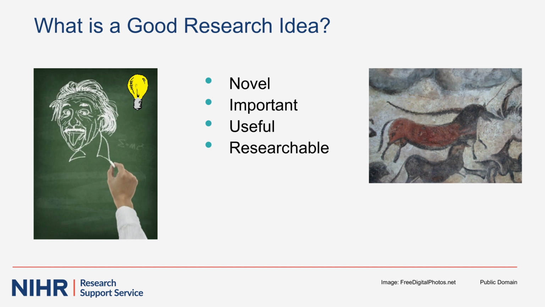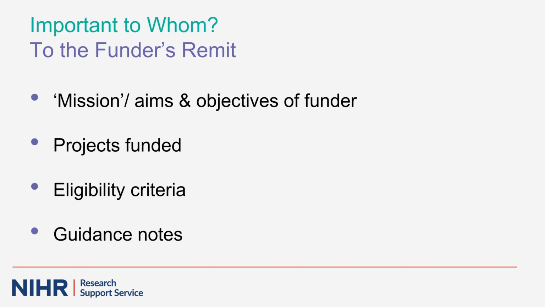And it should be researchable. So it's something that you can actually research. But important to whom? It has to be important to the funder's remit. And it's very tempting, I think, when we have our own specific, exciting areas of research to think, well, everyone will be interested in this. But it's not actually the case. And there's no point crafting a brilliant research grant application if it doesn't fit the funder's remit.